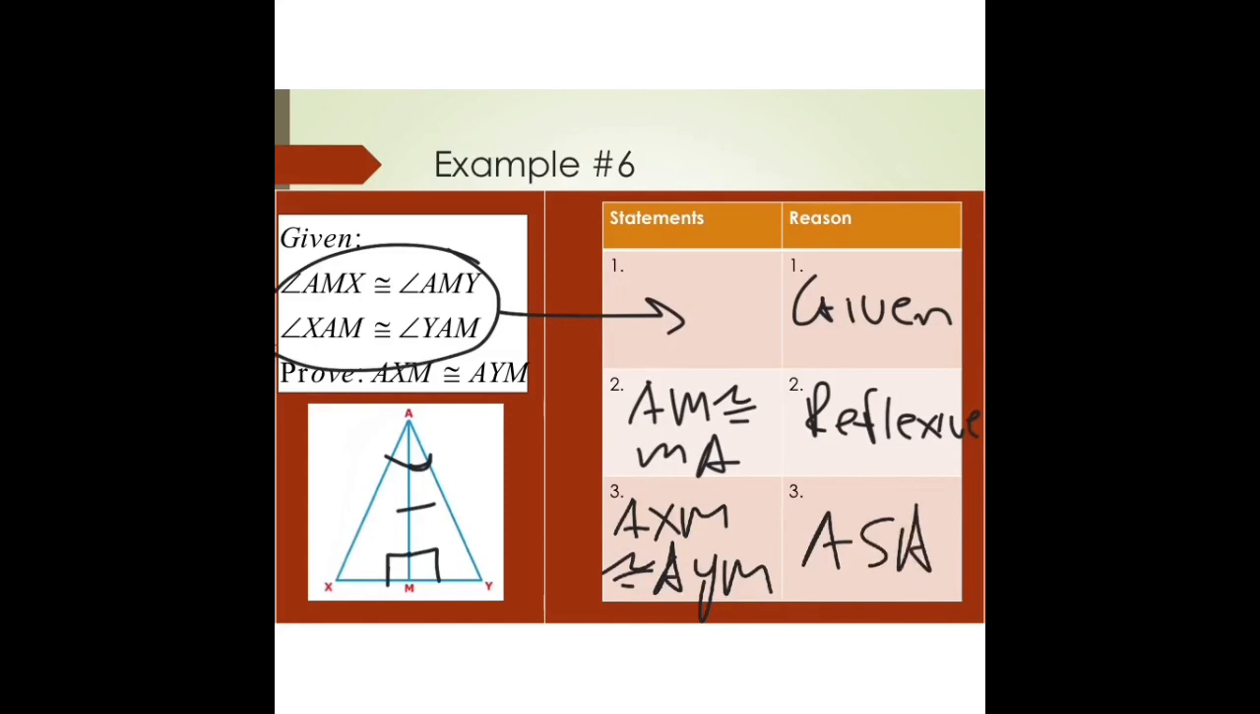Okay, so just to kind of summarize here, what we're doing is writing down our given, and then if that is enough information, we can move straight to the prove. If it's not, then we are looking for either a reflexive side or a set of vertical angles, which would be our second statement. And then that should lead us to a pattern that we can use for our final statement, which would be that the triangles are congruent, and then your reason is whatever the pattern is.